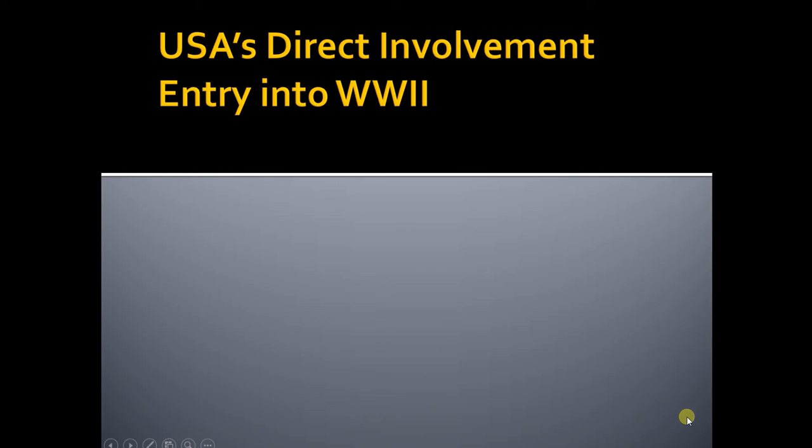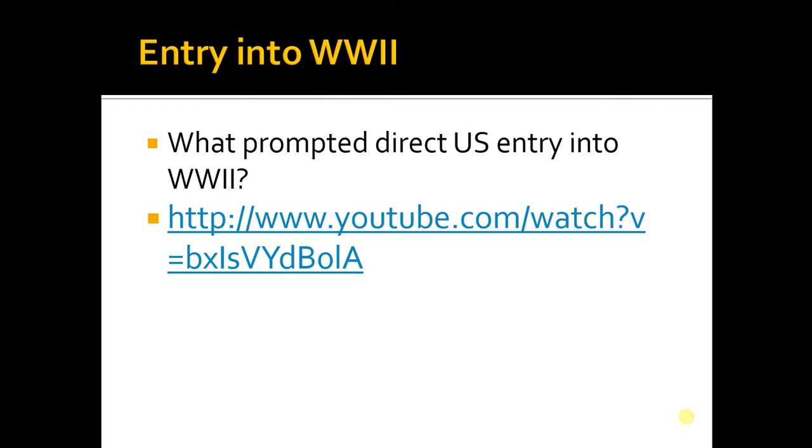So the question now to ask is, how did the USA move from a position of indirect involvement to a position of direct involvement? Essentially, being directly involved means being on the side of the Allies, entering the frame of war itself. So you can just watch this short video here.